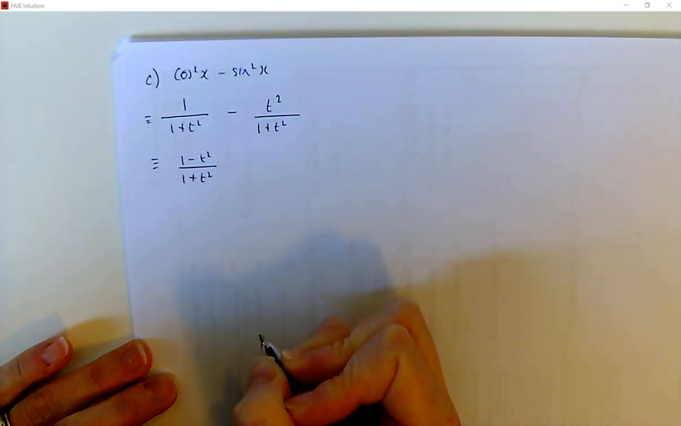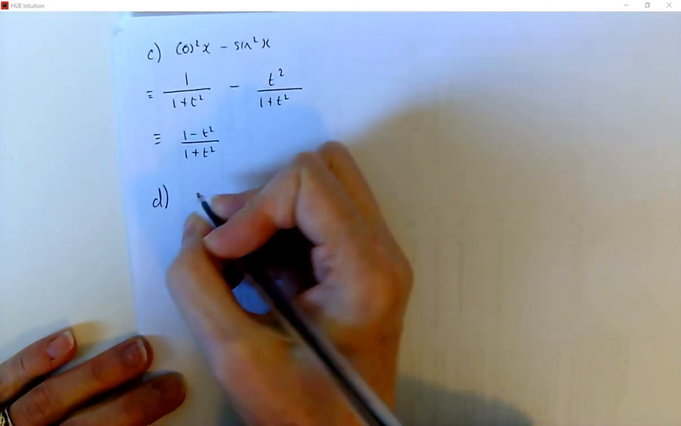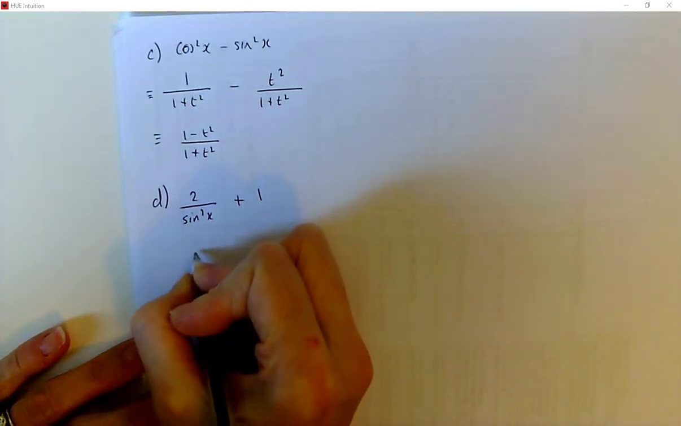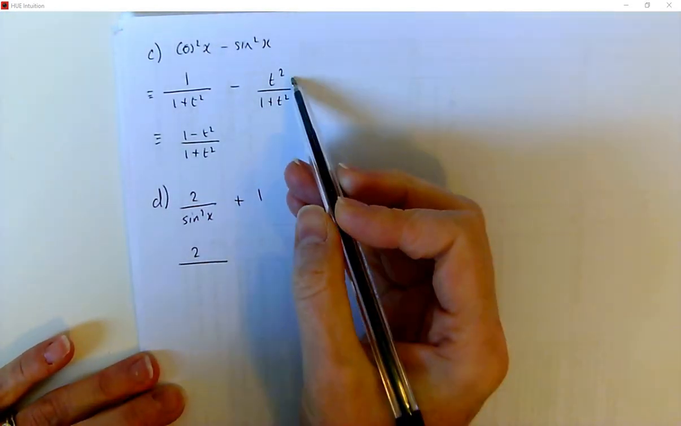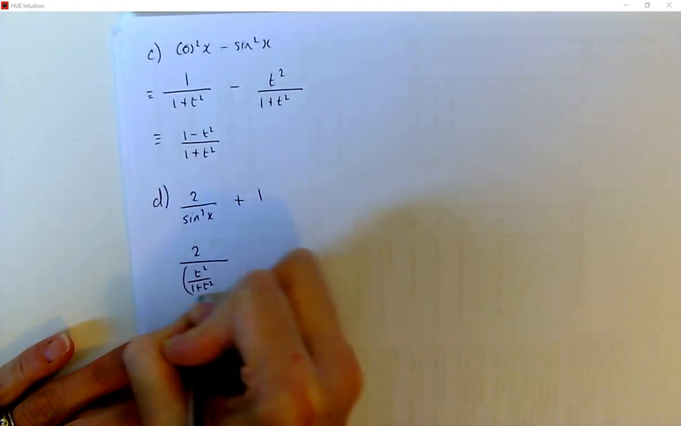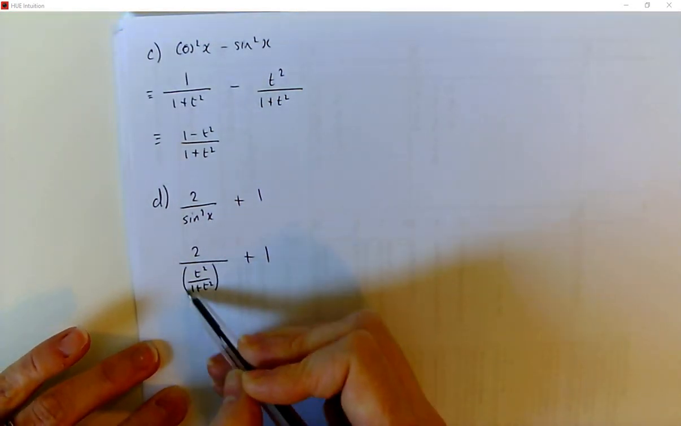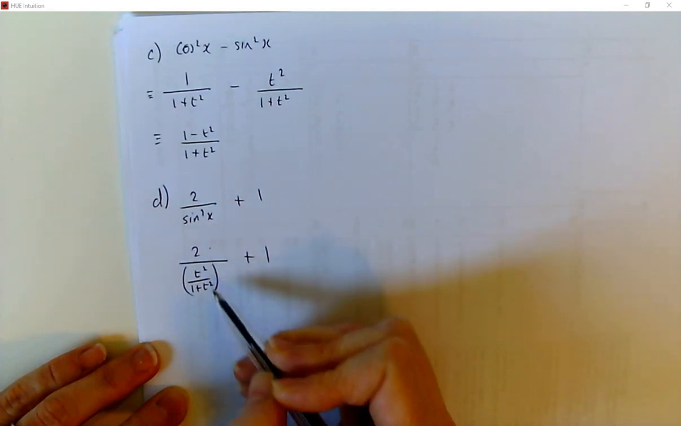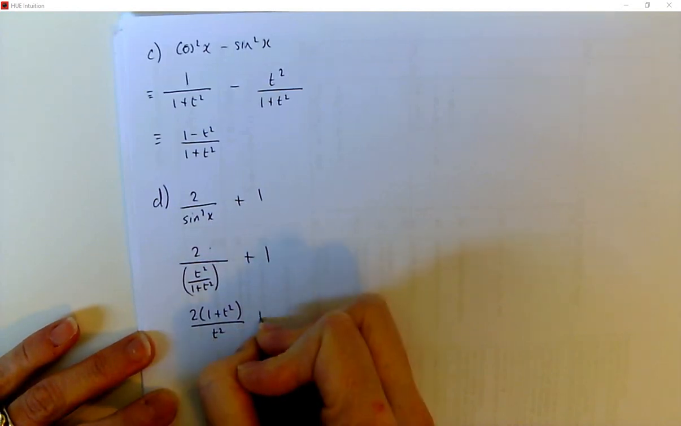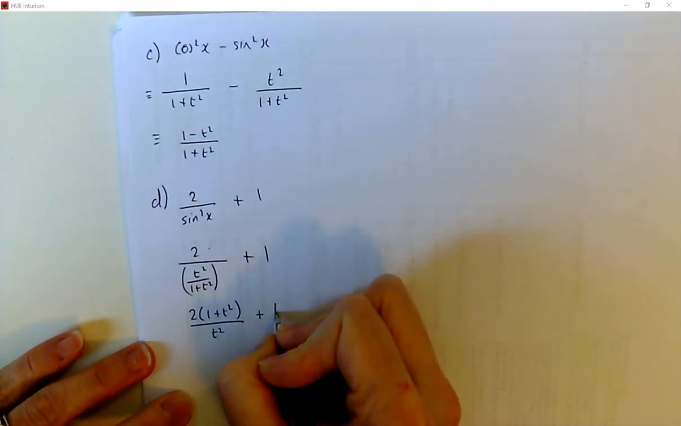And then the last one, D, for number 11, is 2 over sine squared x plus 1. So this is 2 over t squared over 1 plus t squared, plus 1. So essentially we've got the reciprocal of this. If we do 2 divided by this fraction, it's the same as 2 times the reciprocal. So we've got 2, 1 plus t squared over t squared, plus 1. Now let's make it over a common denominator just to tidy things up. So we'll do over t squared.